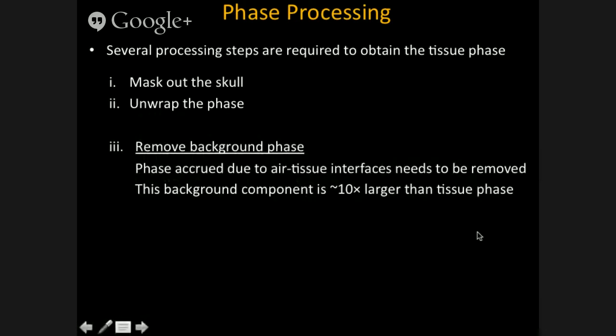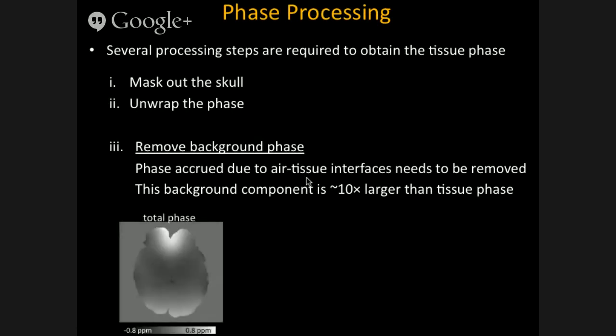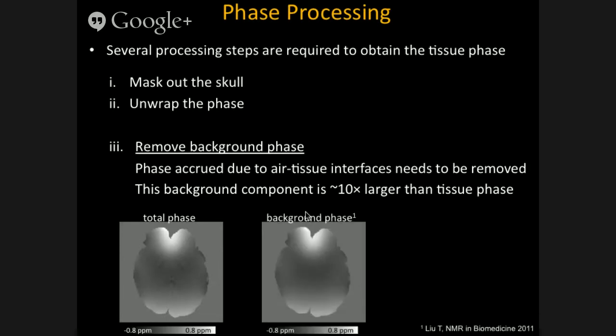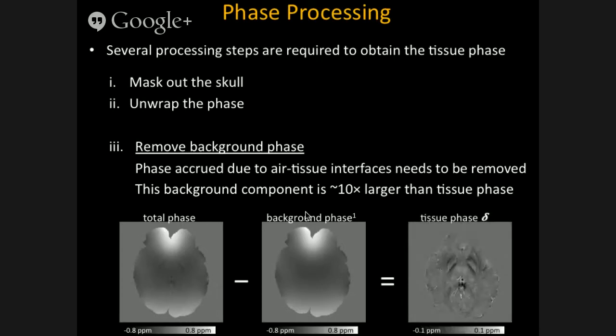And finally, we would like to remove the background phase. So there is phase accrual due to air tissue and air bone interfaces. And this background component is about 10 times larger than the tissue phase we're interested in. So starting from this total phase, we can try to estimate this background contribution and subtract it off from the total phase. And this gives us the observed total tissue phase.